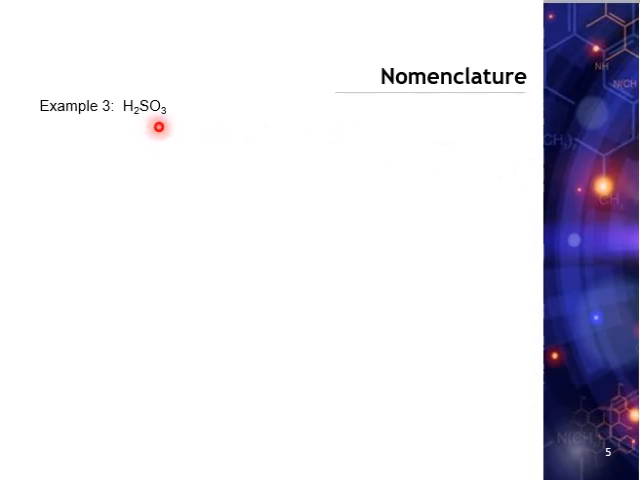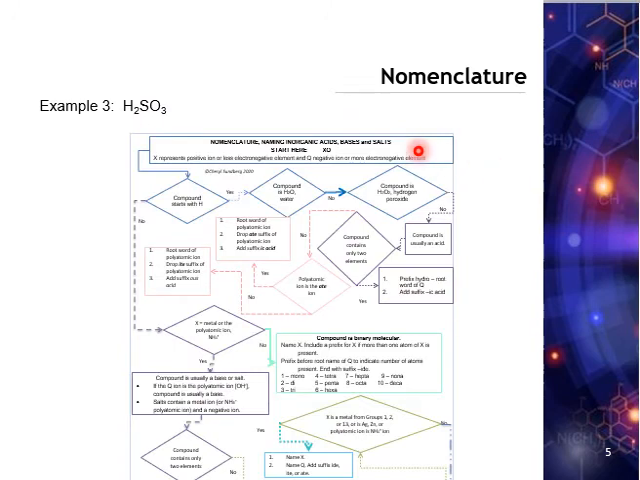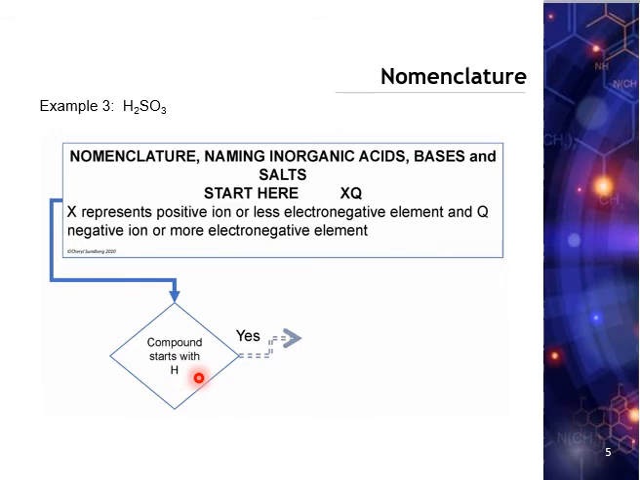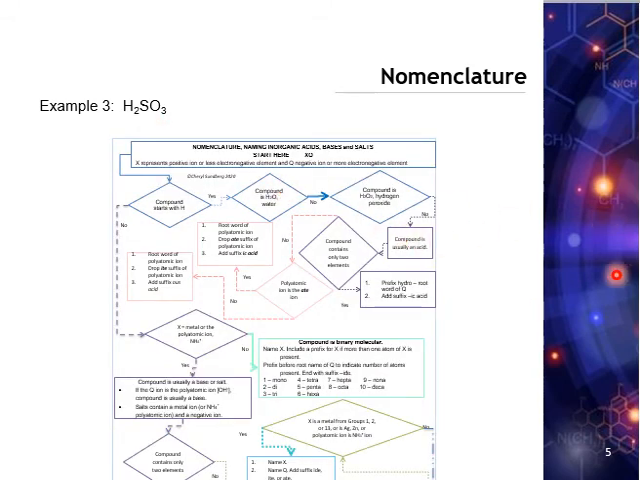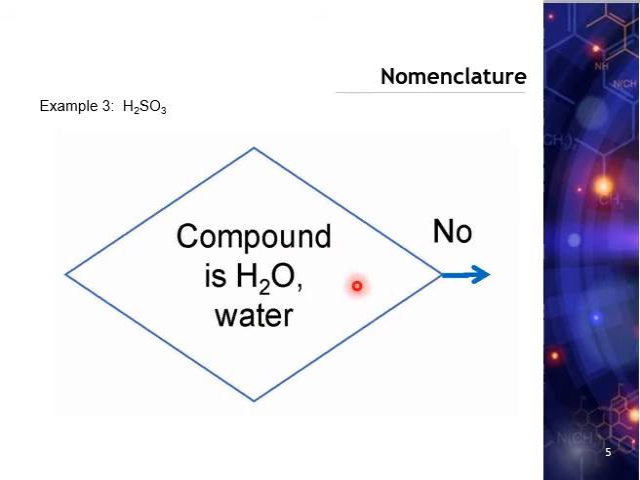H2SO3 is similar to the previous problem where you had SO4. Again, you have more than two capital letters, which means you have more than two elements. It also means you have a polyatomic ion. SO3 is a polyatomic ion. Our first decision is, does this compound start with H? And the answer is yes, it does start with H. The next one, is this compound water? And the answer is no.